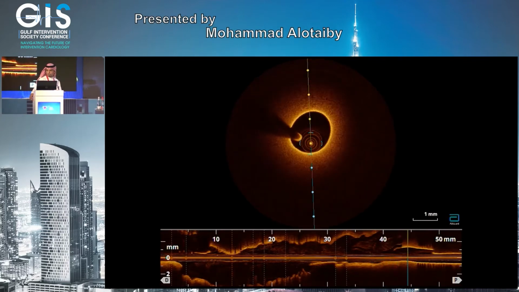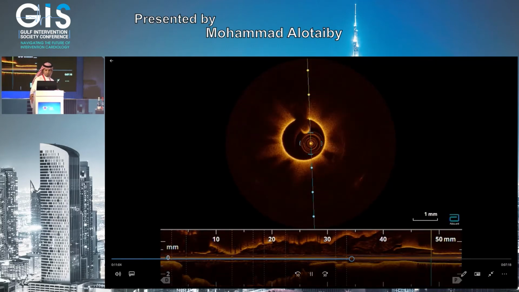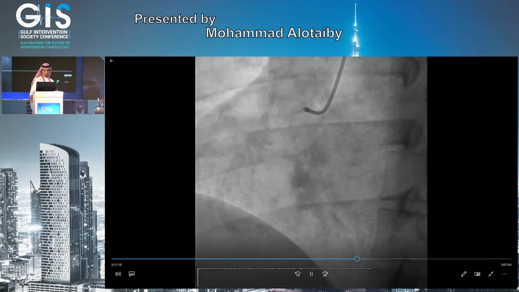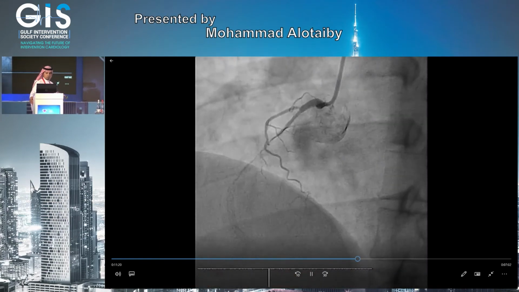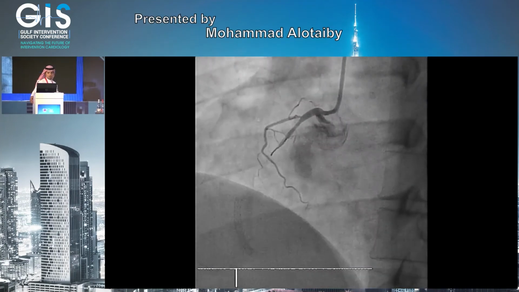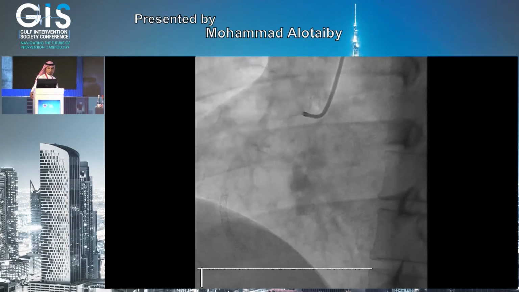Case number 5. This is a lady who had, a long time ago, a stent in the RCA. Again, she was lacking the risk factors. She came with in-stent restenosis and extension of the disease proximally.